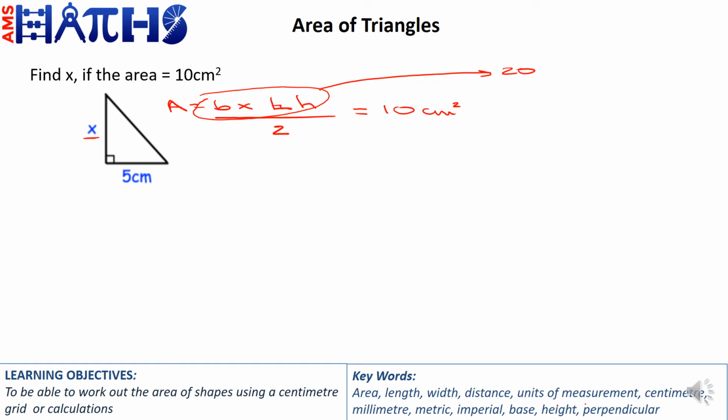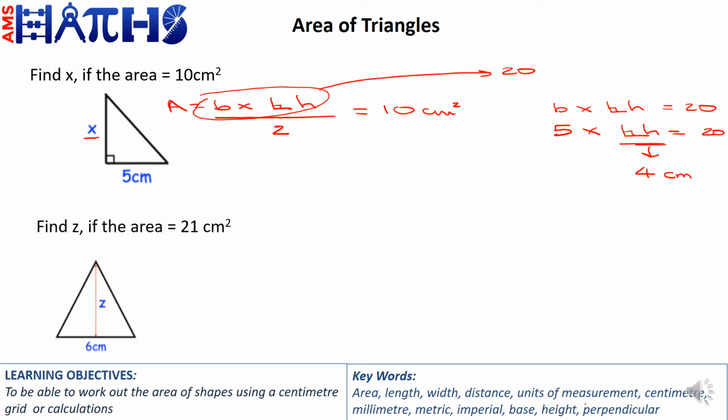So I'm just going to put base times perpendicular height here. We work that out to be 20. Since the base given is 5, we can now work out what the height is. Base times perpendicular height, so 5 times the perpendicular height should be 20. This value for the height should multiply by 5 to give 20. So that number is 4. So it means that the height of our triangle is 4 centimeters.